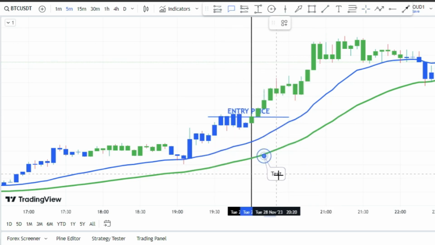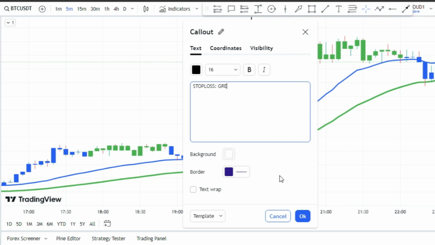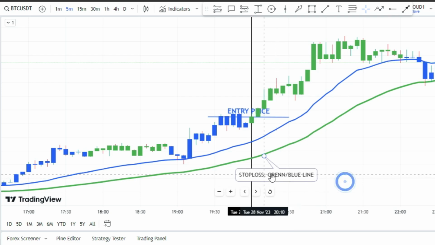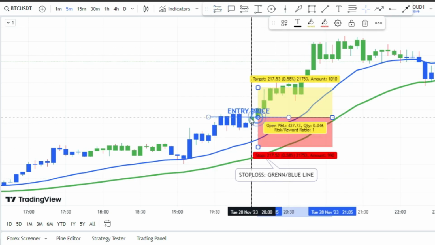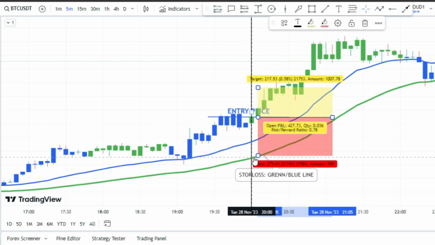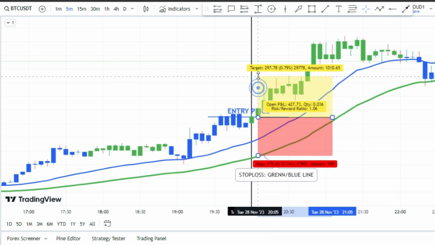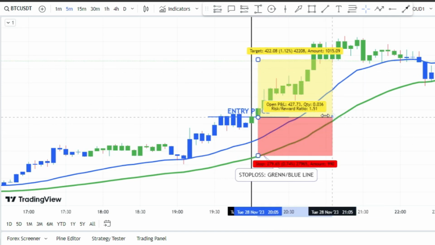Now, when it comes to setting a stop loss with this strategy, you've got options. You can use either the green or blue line. Next up, set your trade target to be 1.5 times the risk amount.